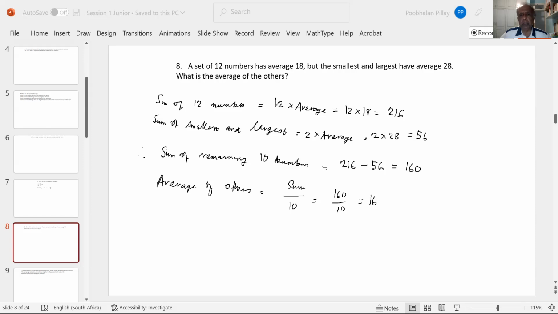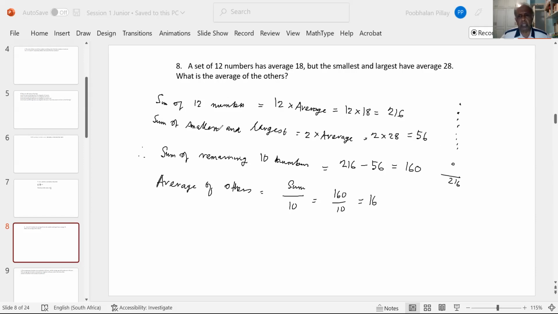It will be equal to the number of numbers, which is 12, times the average. Right? This is a very important formula. That is 12 times 18, that's 216. So just bear in mind that when you're adding 12 numbers, the answer is 216.